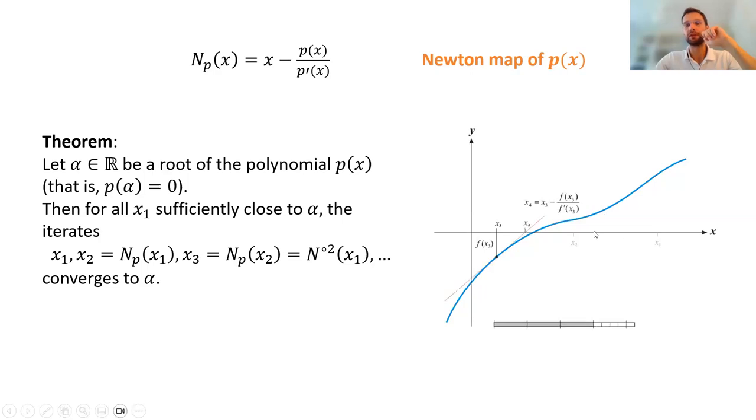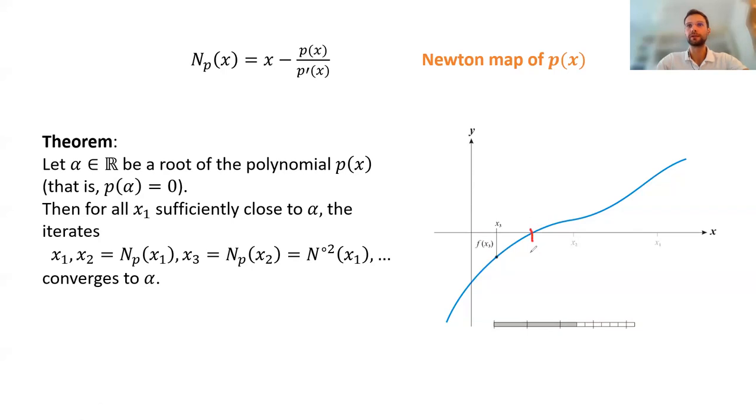So you start with some number, you compute the tangent, you compute the intersection of this tangent with the x axis. So you start with x1, you compute the tangent, you go to x2, then from x2, you go to another one, x3, and then from x3, you go using this tangent to x4, and so forth. So this is a looped animation.